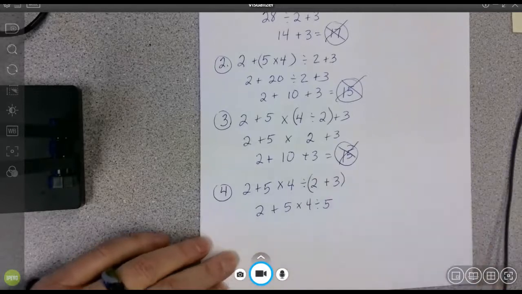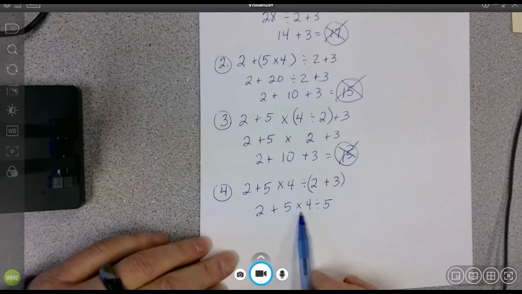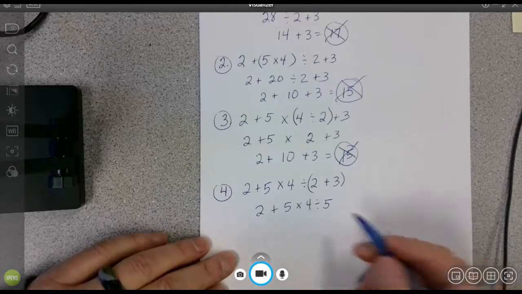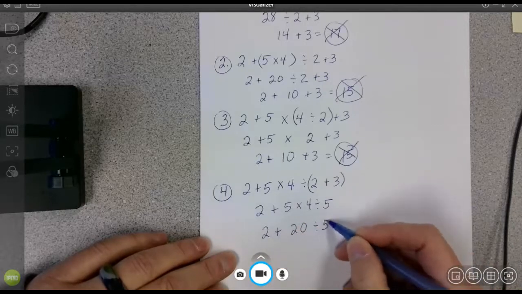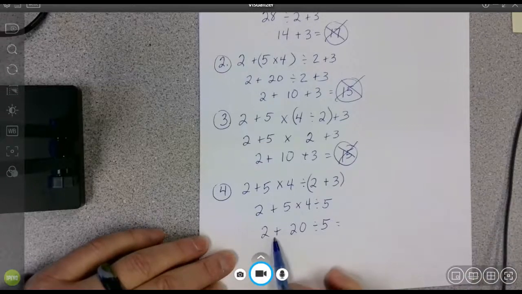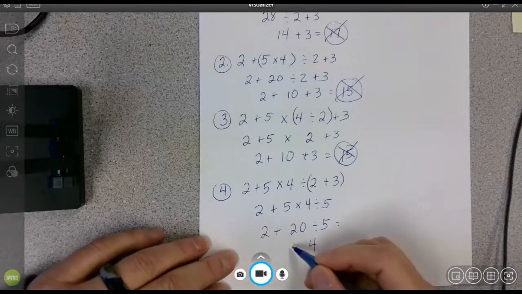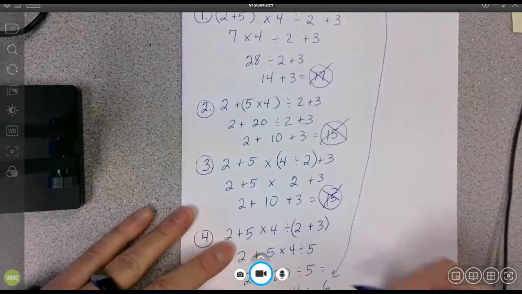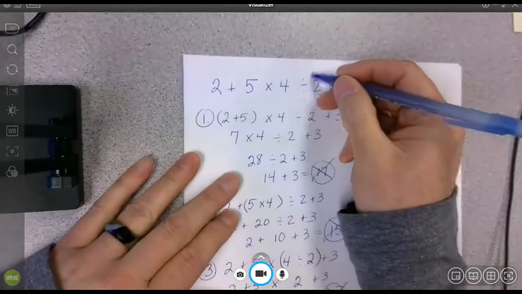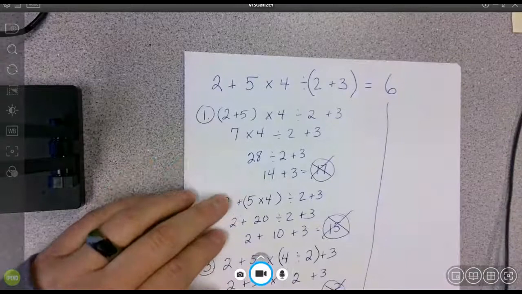Then I have adding, multiplication, division. Well, I know multiplication and division are together, but then I have to go from left to right. So I have to do my multiplication first because it is farther left than my division. So 5 times 4 is 20. Okay. Then I do division before addition. So 20 divided by 5 is 4. And 2 plus 4 is 6. And that is our answer, 6. So I know that in my original problem, I'm going to put my parentheses around the 2 and the 3.